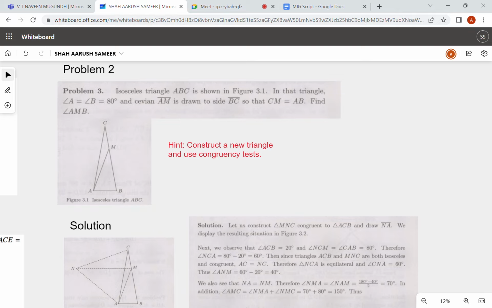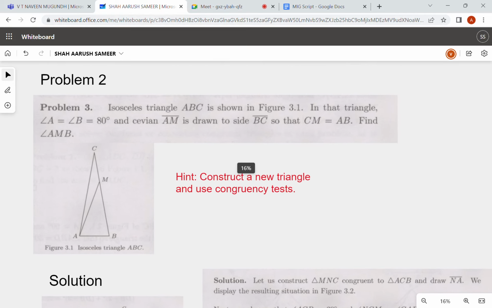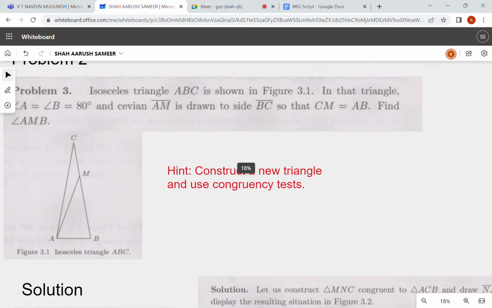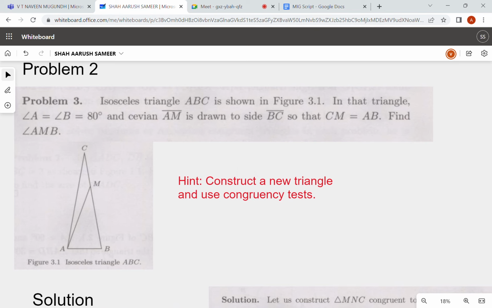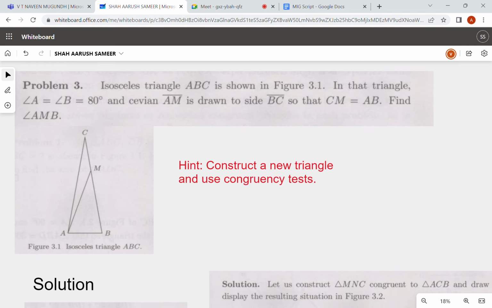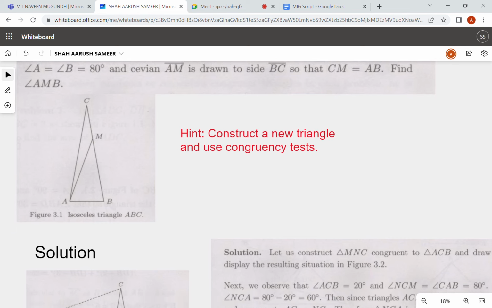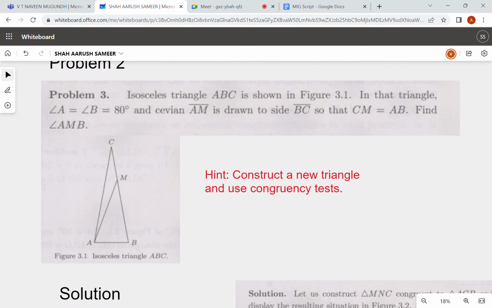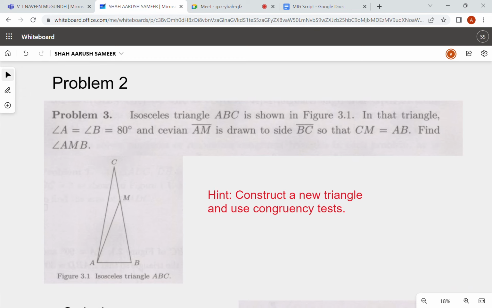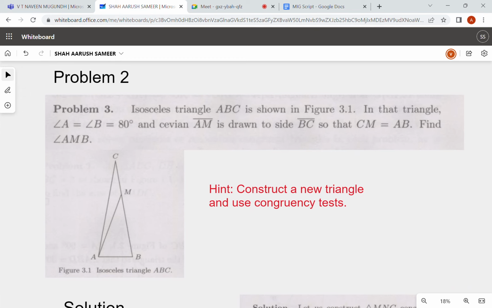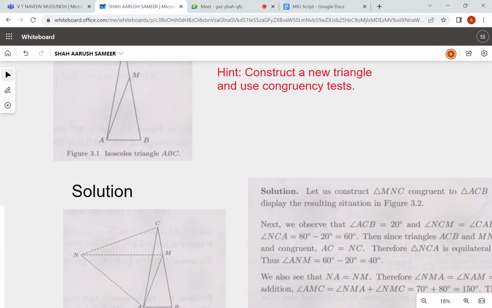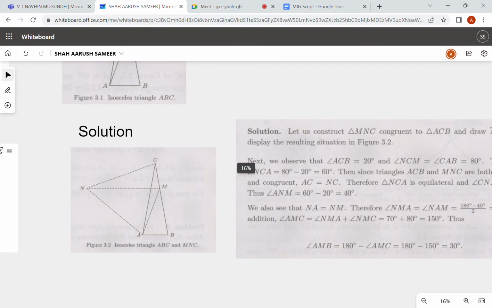In the following diagram, we have an isosceles triangle ABC. In that triangle, angle A is equal to angle B and is equal to 80 degrees. And the line AM is drawn to side BC such that CM is equal to AB. So we need to find angle AMB. If you want to solve this, the hint is to construct a new triangle and use congruency tests. So if you have tried it out, this is going to be our solution.